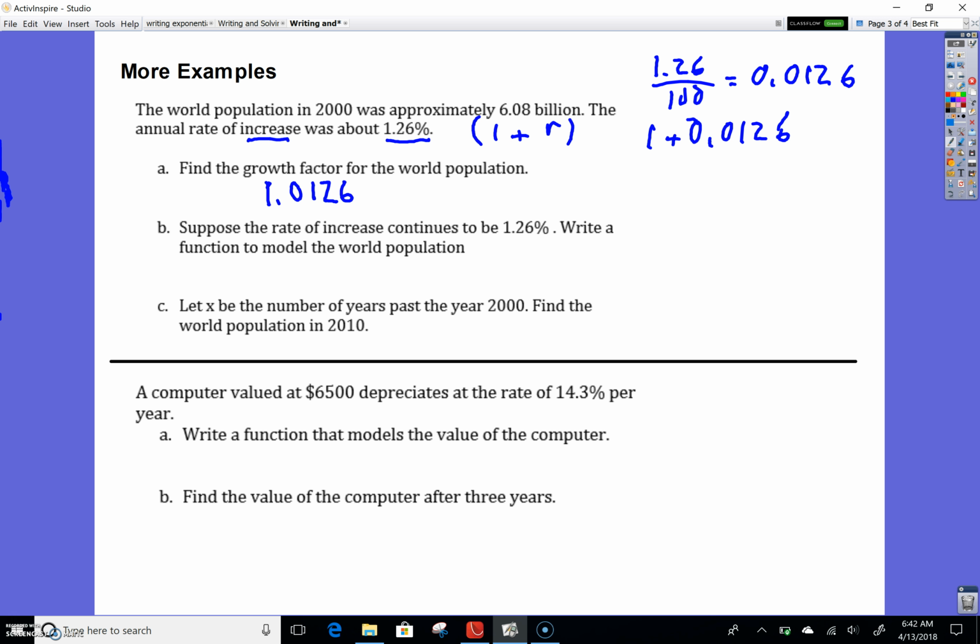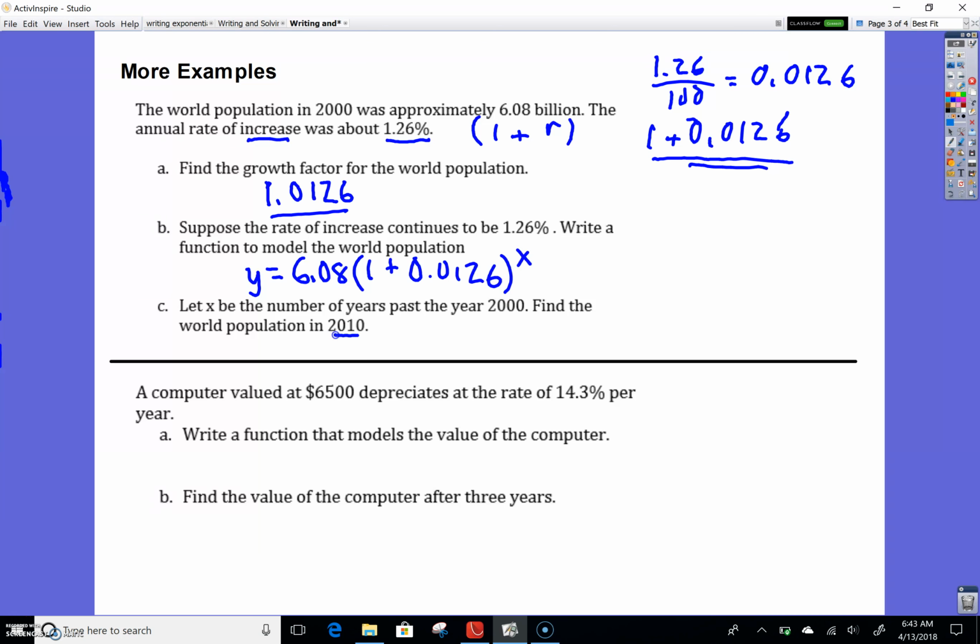Suppose the rate of increase continues to be 1.26%. Write a function, so we can write y is equal to, we're going to write a function. This is the starting, okay, 6.08 times, I'm going to just use this right here. I can use this, or I can use this, but since we're learning it this way, I just want you to use what we are using. 1.0126 to the x power, okay?